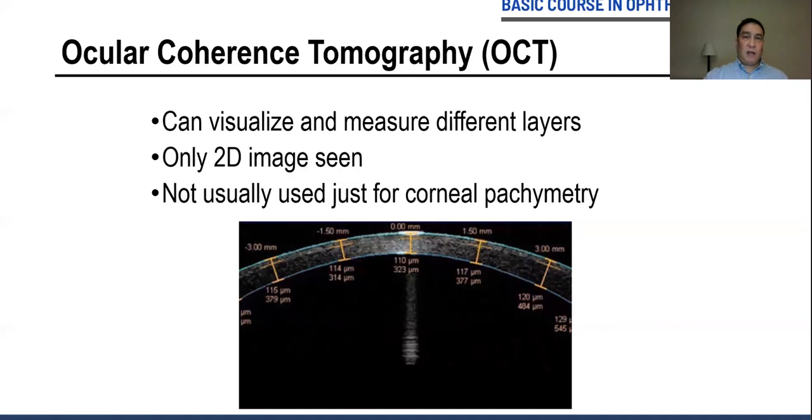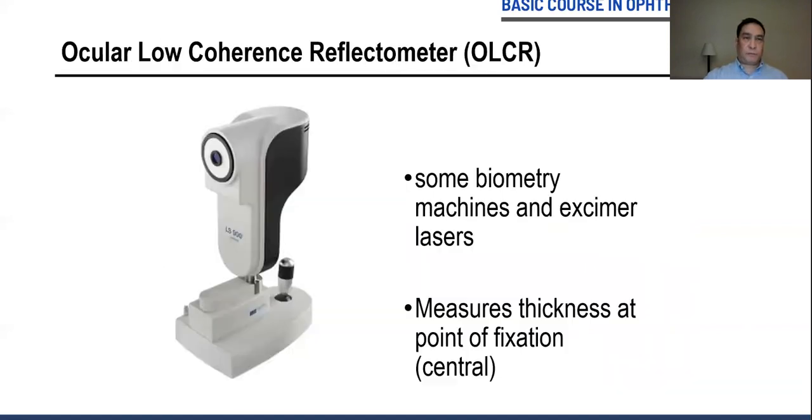Here you can visualize and measure different layers of the cornea, but it's only seen in a 2D image like you can see here. It's usually not used for corneal pachymetry. Usually, ocular coherence tomography is used for other things like retina and glaucoma, but rarely for the cornea. There are other machines, specifically some biometry machines, that use ocular low coherence reflectometers or OLCRs, and it measures thickness at the point of fixation, usually on the central part of the cornea.